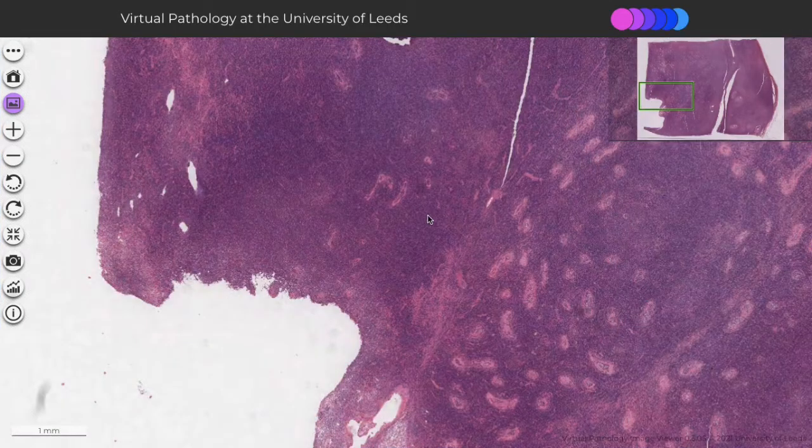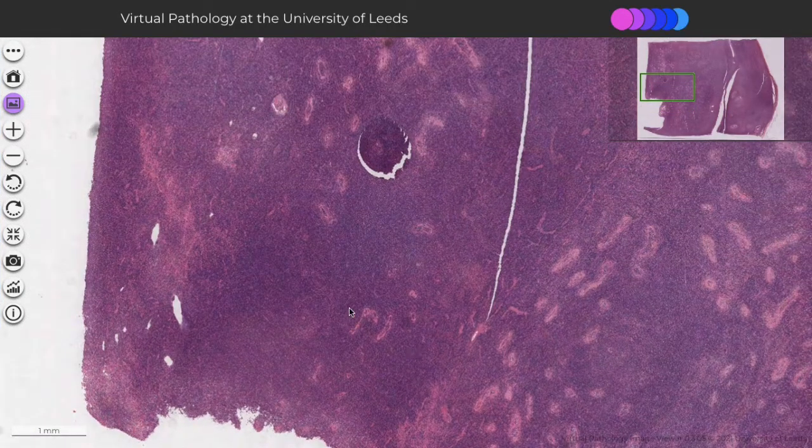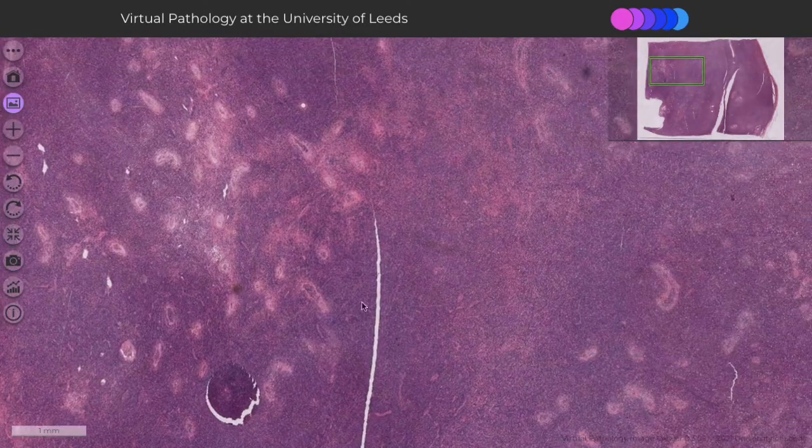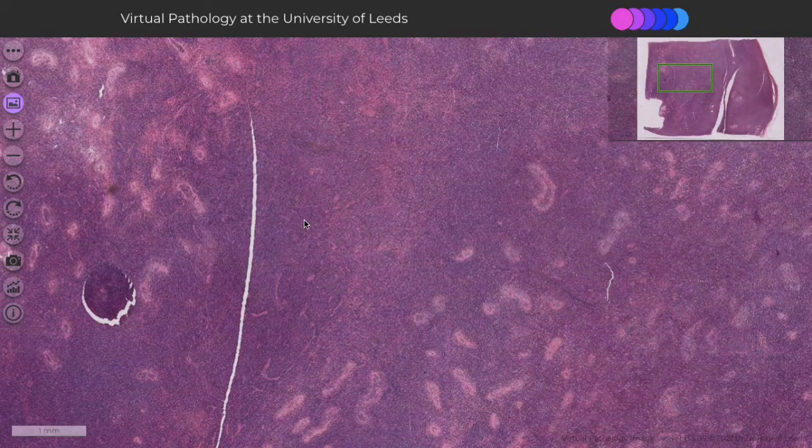As we scroll around, we can see that there is no distinct architecture to the infiltrate, but rather it's just diffusely infiltrating the entire testicular parenchyma, and they go in between the residual seminiferous tubules, with obviously some destruction of the seminiferous tubules of the testis.